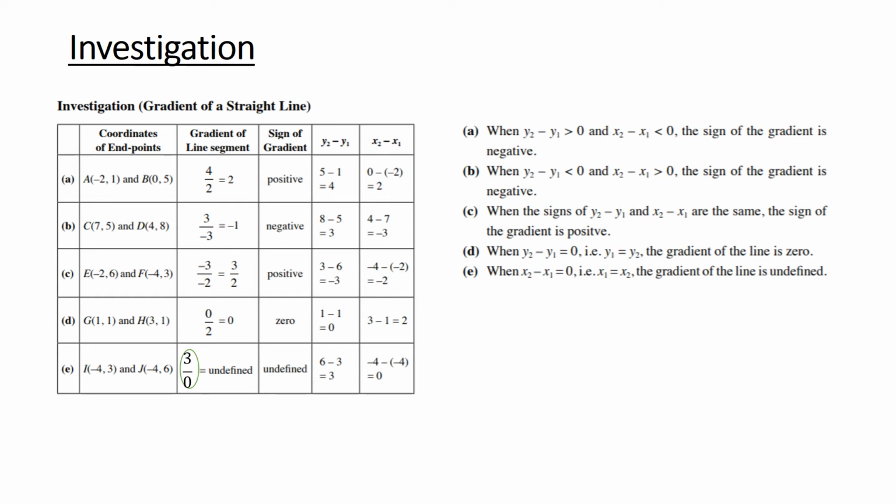And in part D, when y2 minus y1 is 0, that is y1 equals y2, the gradient of this line is 0. And in the last part, when x2 minus x1 equals 0, that is x1 equals x2, the gradient of the line is undefined.